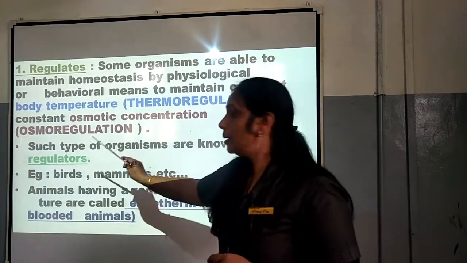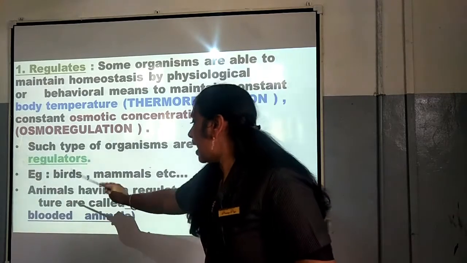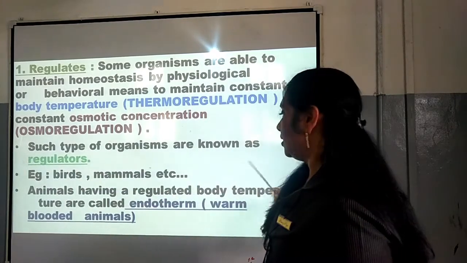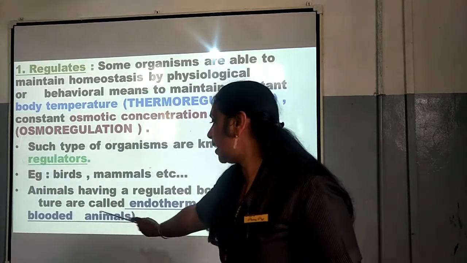Now, example, birds, mammals, etc. And animals having a regulated body temperature are called endotherms. That is, they are warm blooded animals.